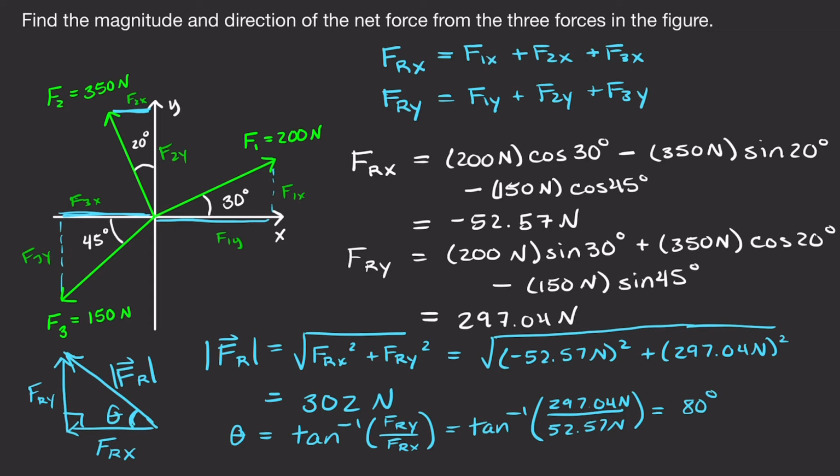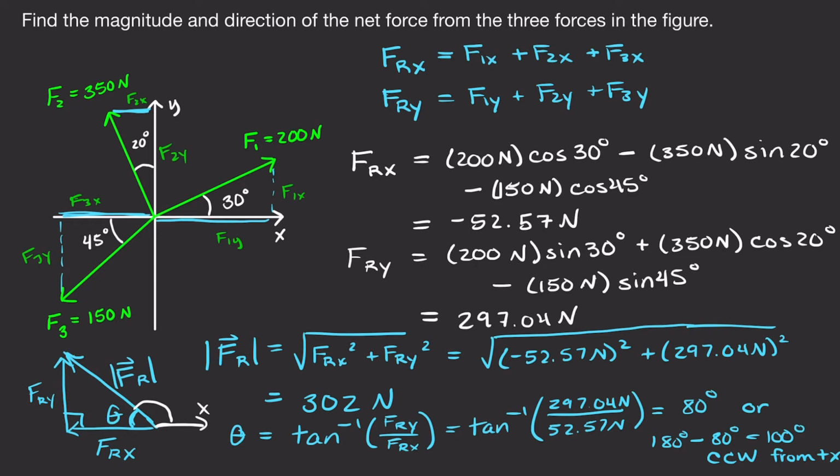And you're often asked for the angle counterclockwise from the x-axis. So if I wanted to do that, well, this is my positive x-axis. I want to find this angle. I'm sorry, not that angle. This angle. And so I need to take 180 and subtract my angle theta. Okay, so if I do that, this is 180 degrees minus 80, or 100 degrees counterclockwise from positive x.